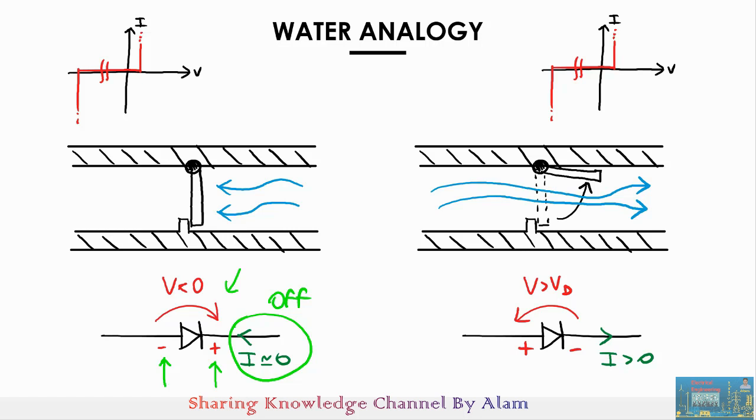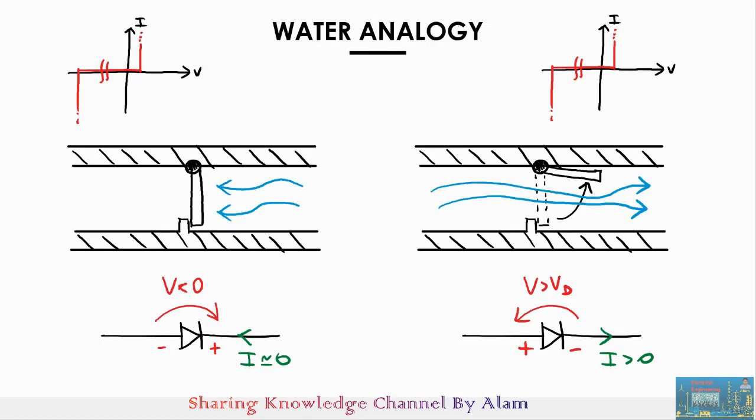This example represents the simplified IV curve of the diode in this region. So it is represented for all the points where the voltage is negative up to the breakdown region. How can we explain the behavior of the component in the breakdown region? Well, you can imagine that if the pressure on the right of the gate is high enough, eventually the gate will be broken open and water will be allowed to pass, but the component will have been damaged.